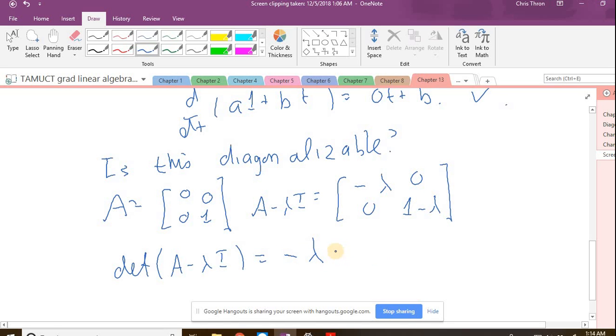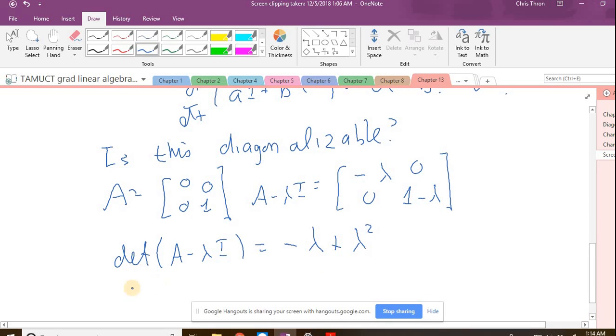Okay, negative lambda plus lambda squared. I'll buy that. And what are the roots? I mean, this procedure should just be something you can do in your sleep. Yeah, 0 and 1. Okay, so these are the possible eigenvalues.